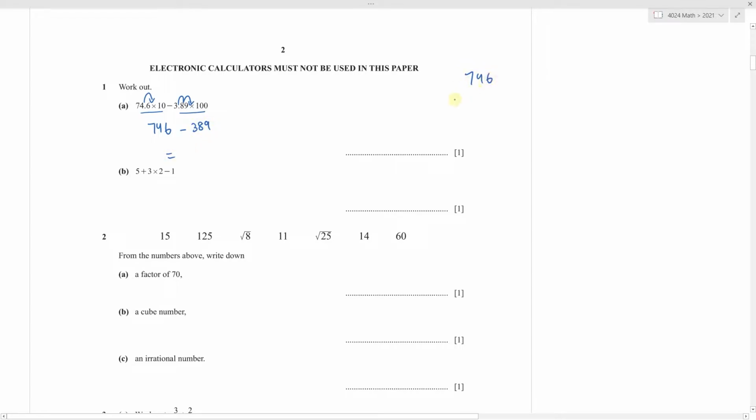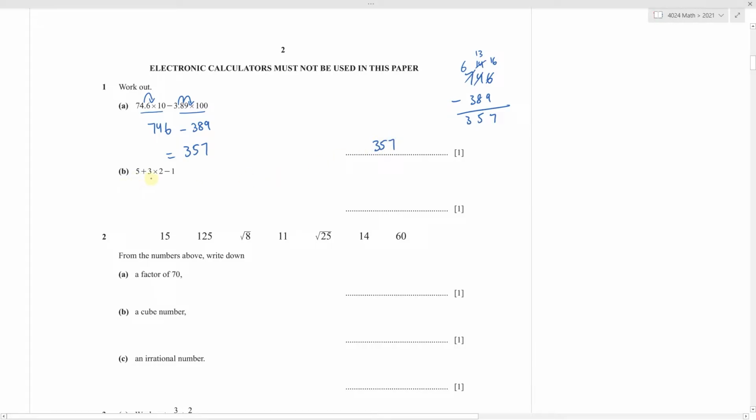So 746 minus 389. I'll have to carry, so this will become 6. This will become 14, and then when I take one more to the right, this will become 13, and this will become 16. So 16 minus 9 will be 7. 13 minus 8 will be 5, and then 6 minus 3 is 3. So this is 357.